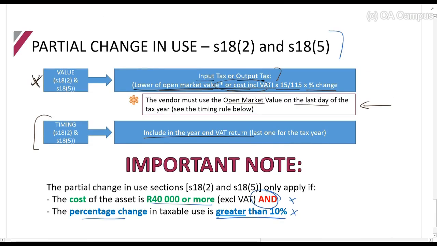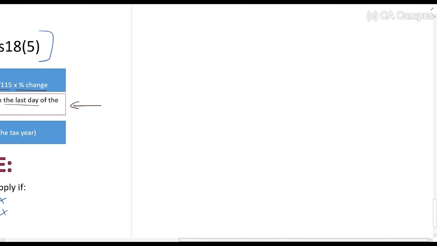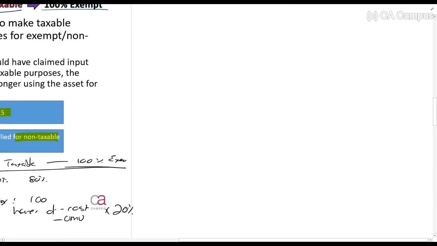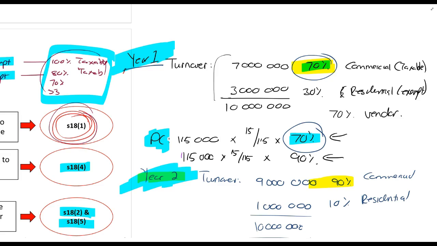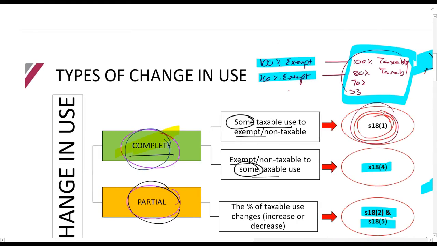Again, section 18.2 and 18.5, this percentage is when, I'm going to just remind you, is when we have this situation, year 1, year 2. Year 1, 70% was taxable, year 2, 90% was. That is why you have to do it at the end of the year when you've got all these figures ready. That is what the partial change in use is. So that only happens once a year if the year-on-year figures change for partial. The complete change in use can happen multiple times throughout the year. Anytime you take an asset from taxable to exempt or from exempt to taxable.